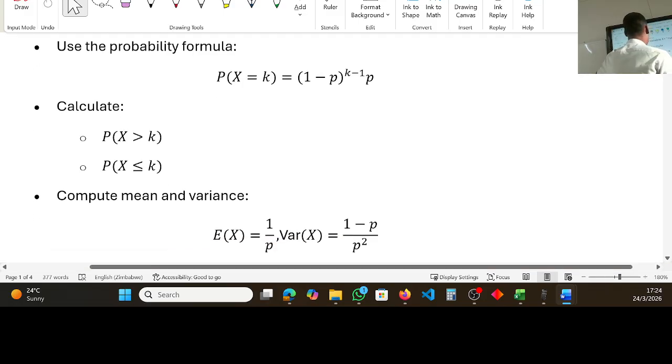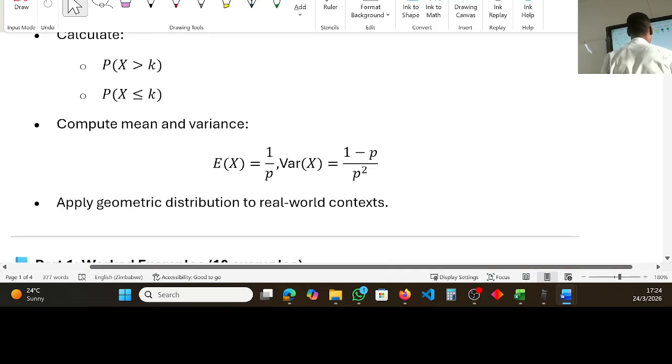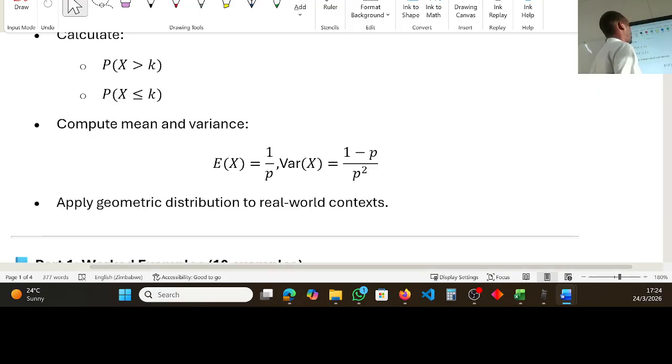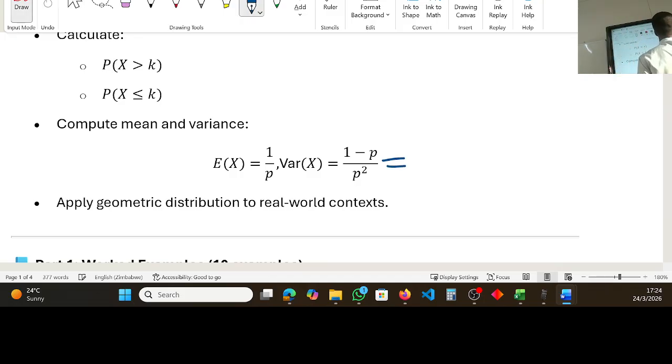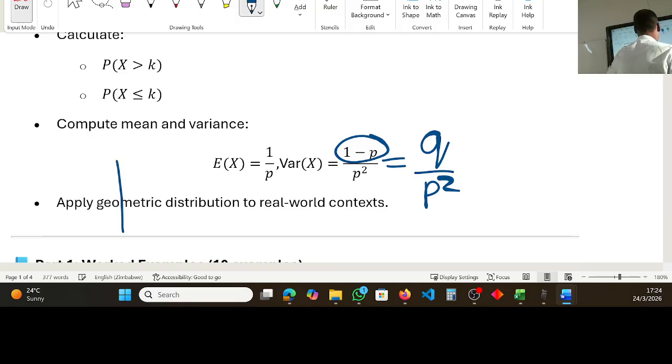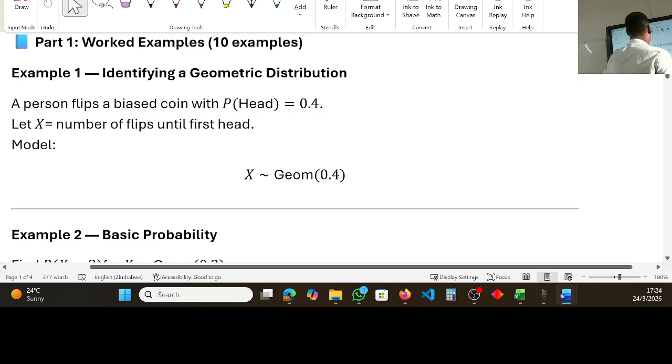So if we want to compute the mean, the mean of a geometric distribution is given by 1 over p, where p is the chance of success. And if we want variance, it is written in a slightly complex way: 1 minus p, which is the same as q, over p squared. So we need to have this in our minds as we solve geometric problems.